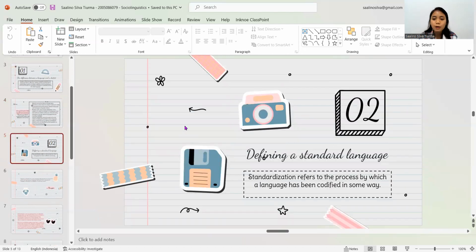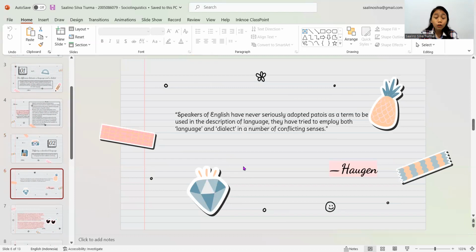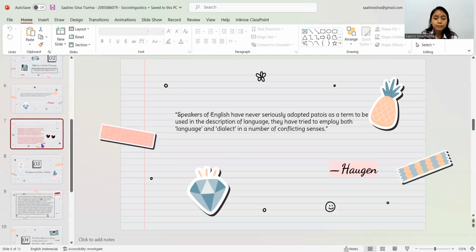The second material is about defining a standard language. Talking about standardization, it refers to the process by which a language has been codified in some way. So this is Haugen. Haugen said that speakers of English have never seriously adopted a choice as a term to be used in the description of language. They have tried to employ both language and dialect in a number of conflicting senses. Okay, next.